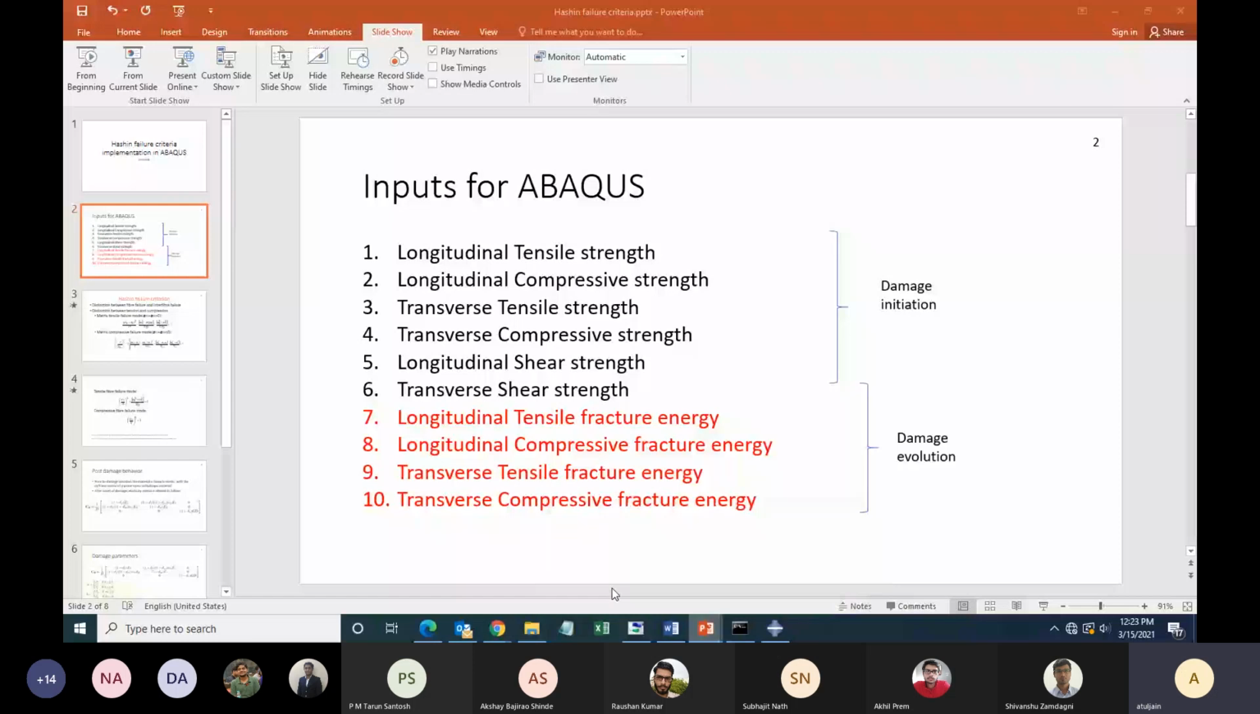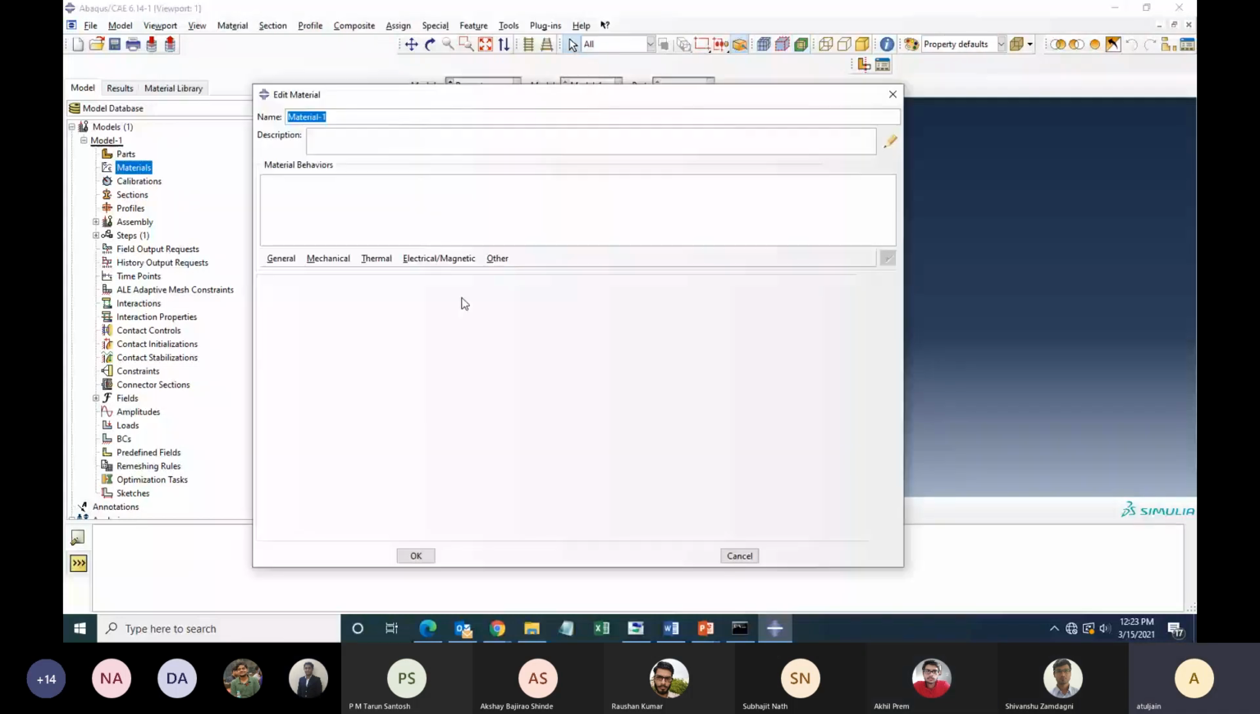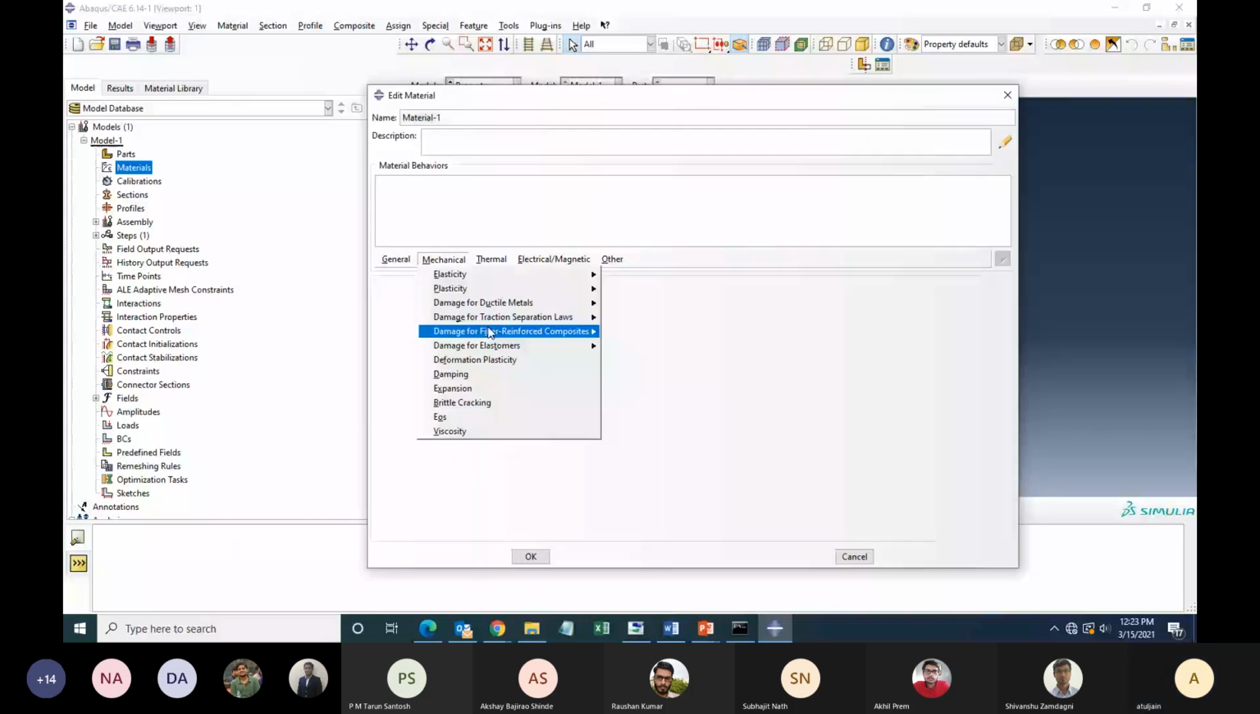So before that, is my Abaqus screen visible? Yes, sir. Okay. So if you go to materials and go for damage of fiber reinforced, it says Hashin damage. Can you see Hashin damage? Sir, there is a lag. Yes, sir. Now we can see. Okay, Hashin damage. So if I click on Hashin damage, then it looks like this.